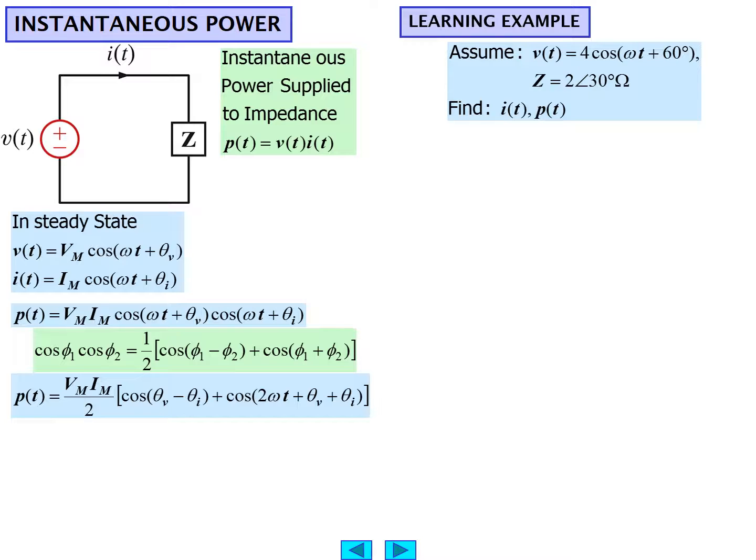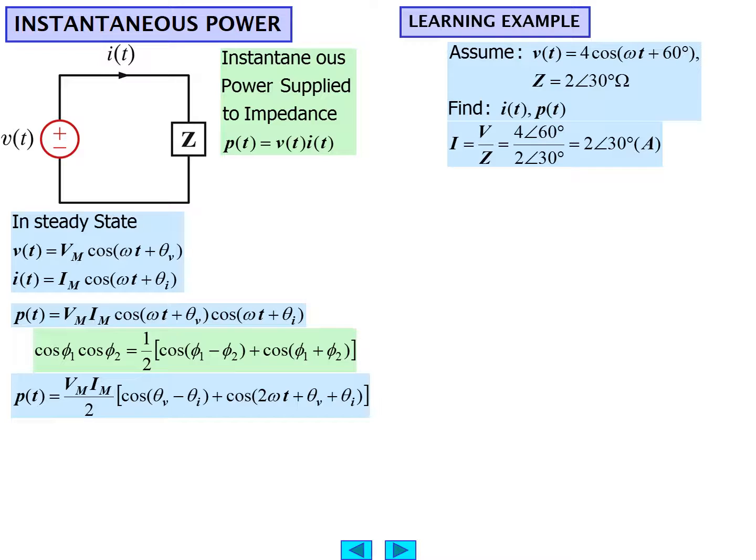Let's assume then, for a learning example, that v(t), our excitation voltage, is 4 cosine(omega t plus 60 degrees), and that we've already computed the impedance of the network, and that turns out to be 2 angle 30 degrees. What we want to find now is i(t) and p(t).